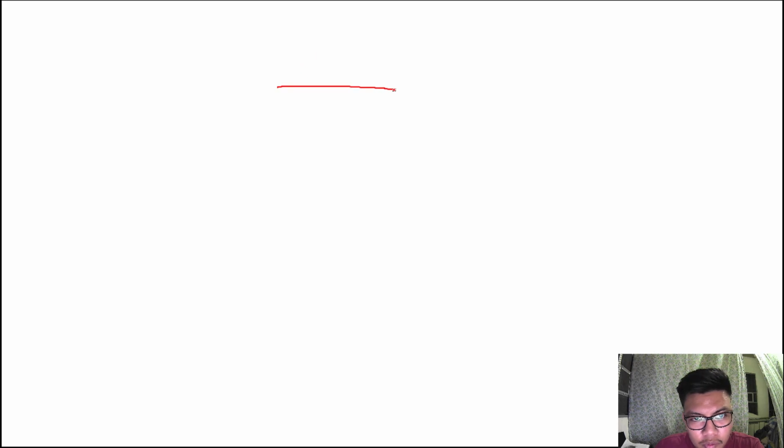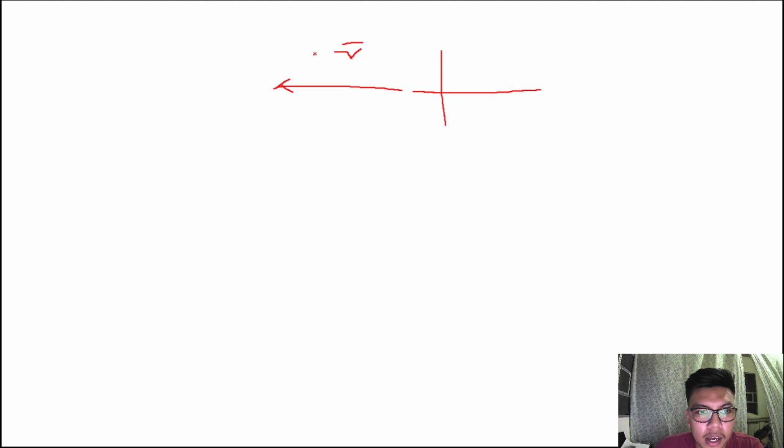Screen. Ayun. Halimbawa, ang movement mo, pakaliwa ka. Ito yung Cartesian plane mo. Tapos, kaliwa ang movement mo. So, yung velocity, di ba, ay negative. So, you have a negative velocity. Di ba? So, apply natin ngayon dito. Average acceleration, v2 minus v1.